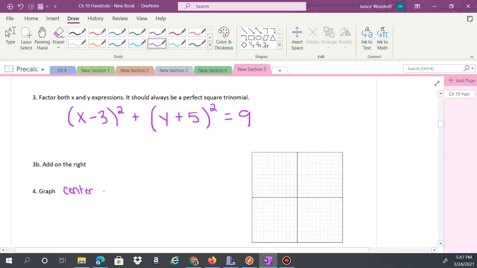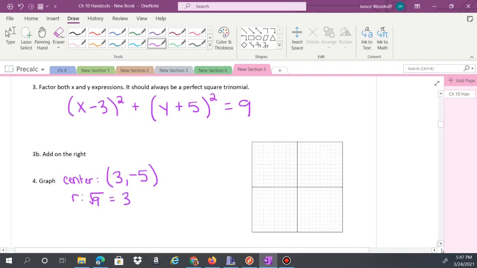Okay, so my h is going to go with the x. So what is my h value? 3. Good. I'm pulling the opposite value out. The minus sign is part of the equation. What about my k value? Negative 5, because it's y minus negative 5. So my center is 3, negative 5. What is my radius? 3. Good. We're going to take the square root of this value over here. So it's going to be square root of 9, which gives us 3. And then we can graph it.